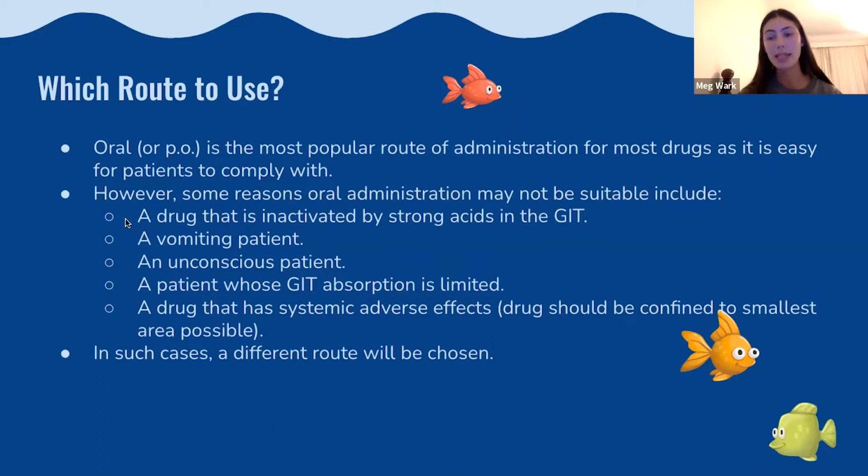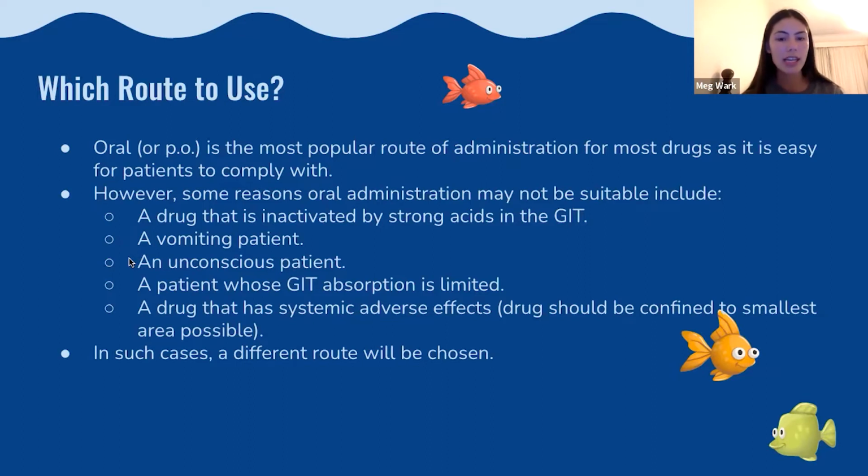However, sometimes this isn't suitable, and some of the reasons why this might not work would include a drug that is inactivated by strong acids in the gastrointestinal tract. Because anything you take orally has to travel through your stomach, if it's a certain type of drug, especially proteins, they can be denatured in the stomach. A vomiting patient, because they won't be able to keep anything down that they take orally. An unconscious patient, because they won't be able to swallow anything.